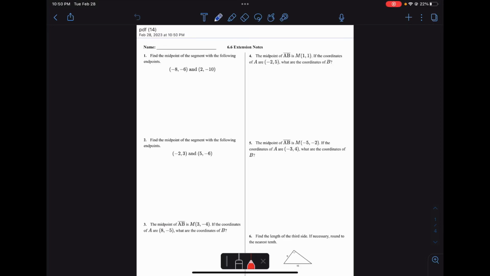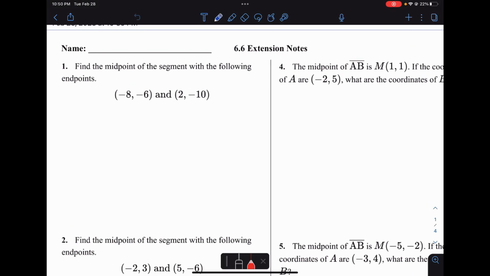Hi, Math 2 students. Today we're going to go over some additional topics that we're going to add on to the 6.6 section here. So the first couple of questions should just be a review of the beginning of 6.6, which is midpoint.